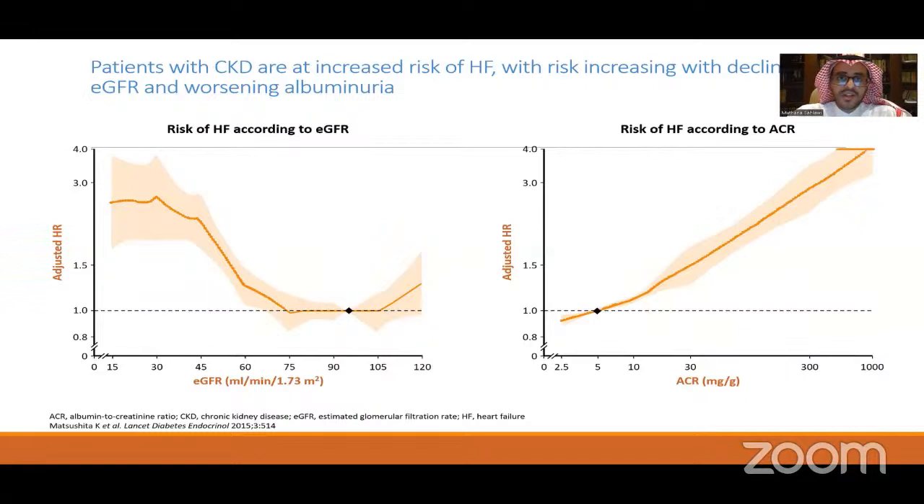CKD is also a major risk factor for heart failure, and the risk of heart failure or cardiovascular events increases as the GFR declines, as we can see here. And in the other figure, the risk also increases as the albuminuria increases. And this takes us back to the classification. The very high risk patients with CKD are those with the lowest GFR and highest albuminuria.